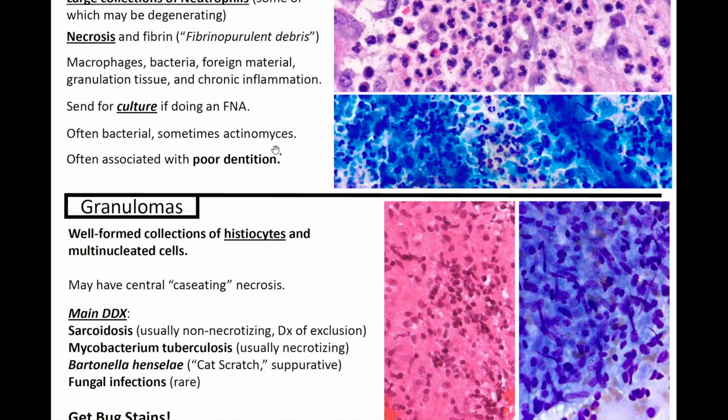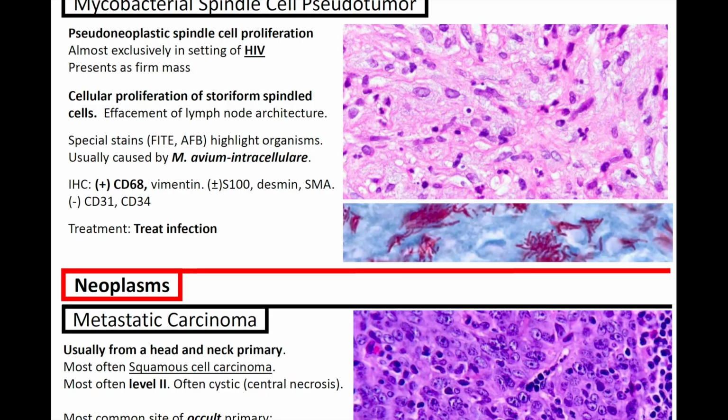So granulomas are well-formed collections of histiocytes and multinucleated cells, and they may have central caseating necrosis. So your main differential diagnosis when you have a granuloma is sarcoidosis, Mycobacterium tuberculosis, Bartonella henselae, and fungal infections. So don't forget to get your bug stains. All right, one more infectious lesion, and then we're going to move on to neoplasms.